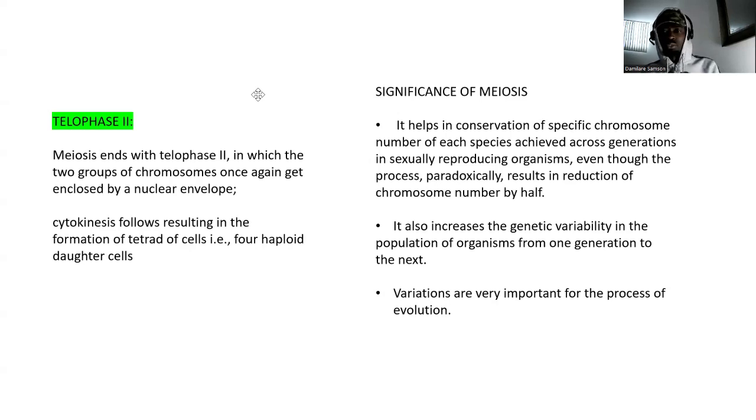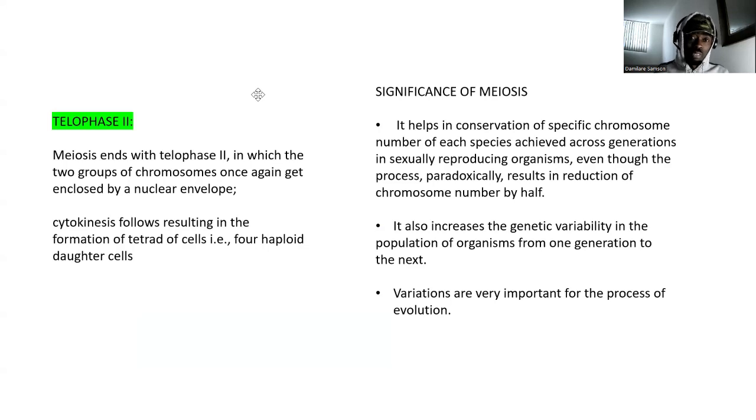So what is the significance of meiosis? Now, it helps in conservation of the specific chromosome number of each species achieved across generations in sexually reproducing organisms, even though the process paradoxically results in reduction of chromosome number by what? By half. Now, what are we trying to say there? There is always a kind of conservation of specific chromosomes. Are you getting me? So specific chromosomes will be conserved.